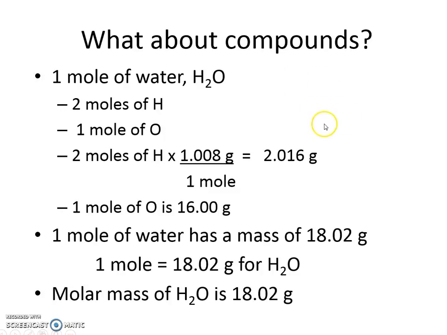What about compounds? Well, 1 mole of water is made of 2 moles of hydrogen and 1 mole of oxygen. So I know the mass of 2 moles of hydrogen. I just use the atomic mass. And I know the mass of 1 mole of oxygen. I can look on the periodic table and see it's 16. I add that together, and that's going to be 18.02. That is the molar mass of water. So I can write 1 mole of water is 18.02 grams. And we'll say that the molar mass of water is 18.02 grams.